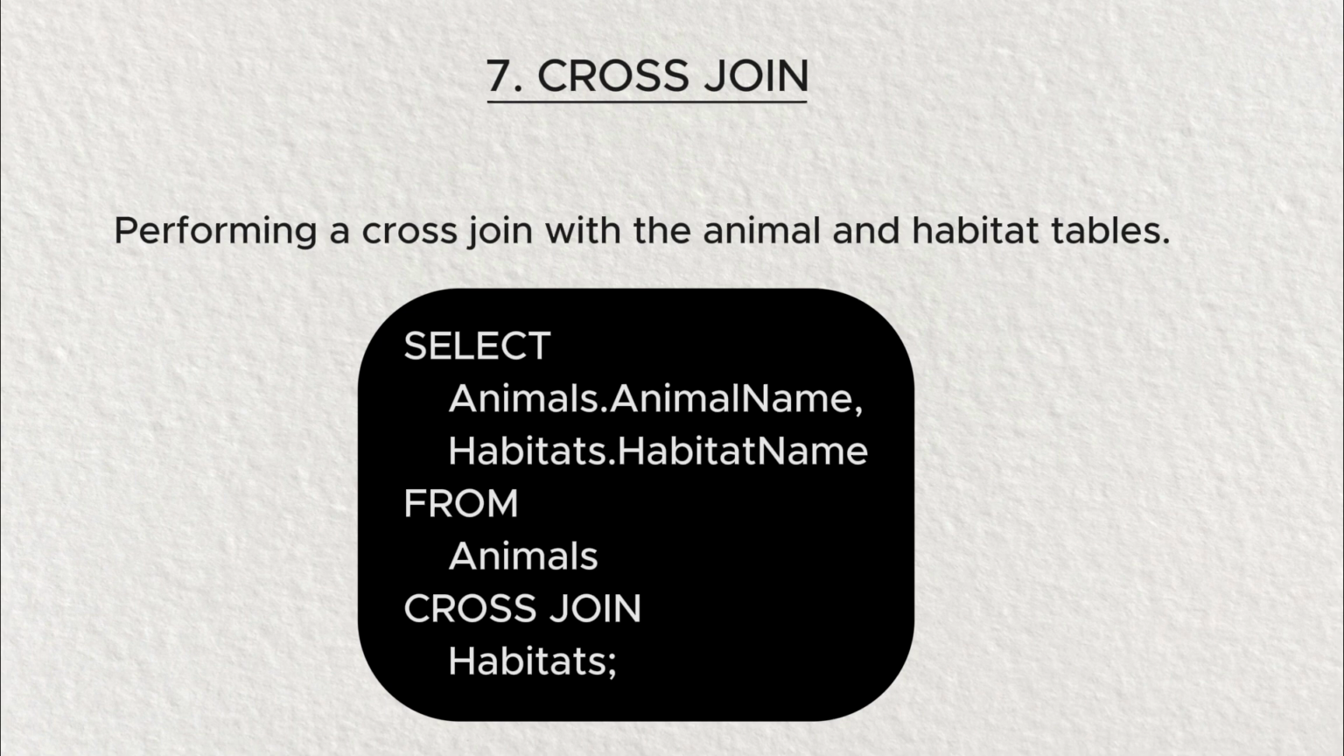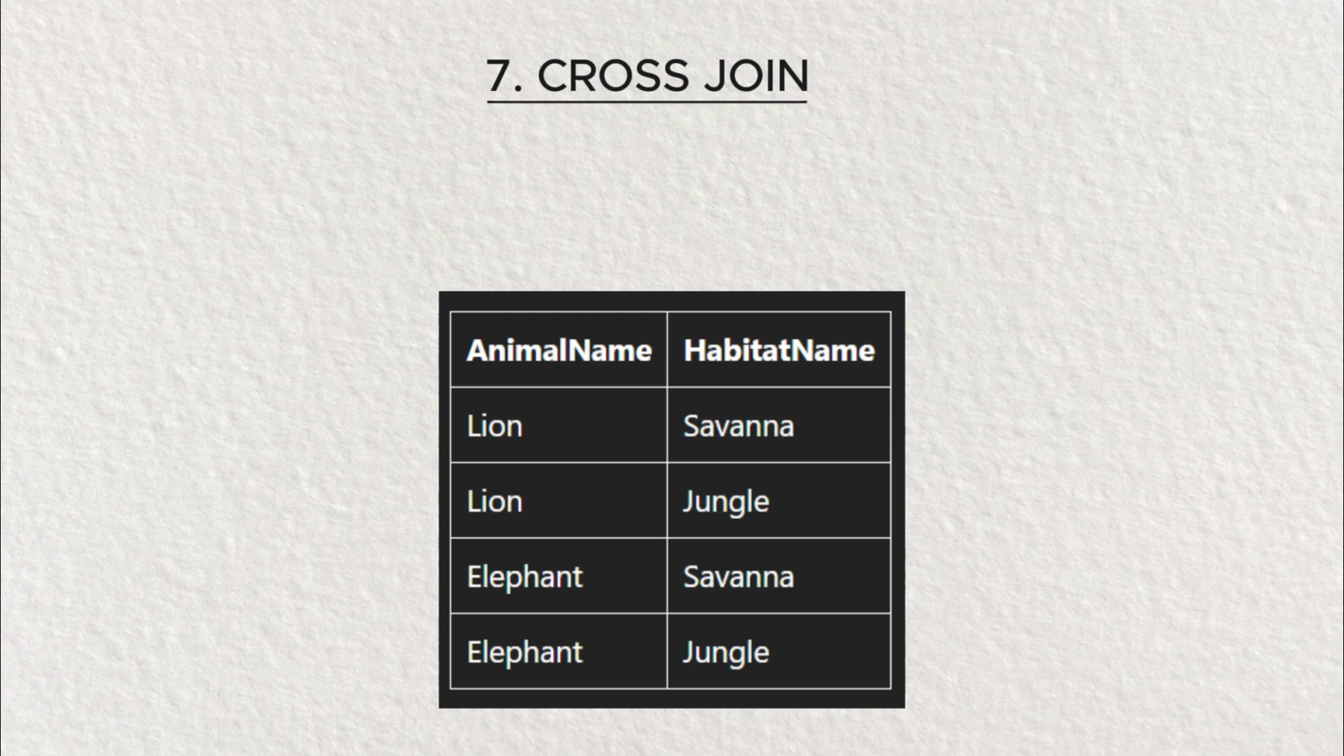We would select the rows we would want to perform the cross join on. That is the animal name in the animals table and the habitat name column from the habitats table. So from the animals table, we'll cross join to the habitats table. So we see in our results set that we have 4 rows, and in each of the columns we selected, we had 2 rows each. So in the results set, the number of rows is a product of the number of rows they both have.